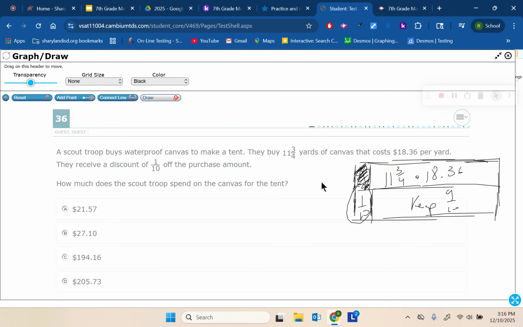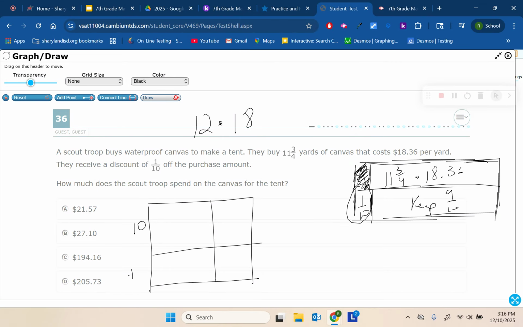For me, this number is 12 and this number is 18. I'm going to round up a little bit. And I'm going to use my favorite thing in the world, which is the area model, to get a rough estimate of what I'm going to pay. That's 100, that's 80, that's 20, that's 200 right there, and 16. So roughly I'm going to pay about $216, but I'm going to get a 1/10 discount.